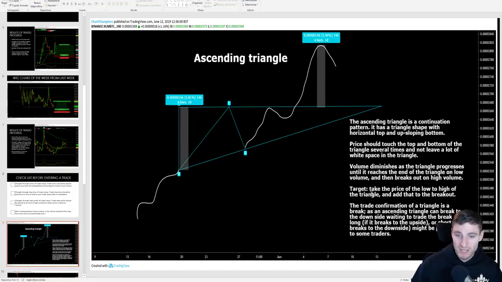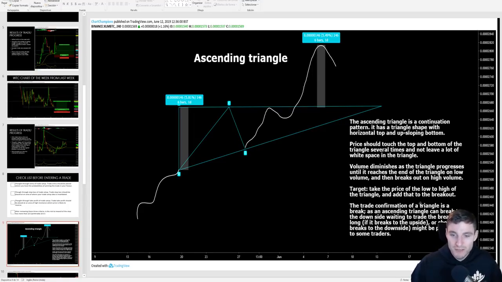But the targets that you get for these, you can just literally take the price range from the low to the high, move that across to the top of the triangle, and that's going to give you your target. So as you can see, this was a 146 pip move, so your target is 146 pips, or sats in crypto, I guess. So that's how you get your targets for triangles, or the ascending triangle. I'll go over them all in a second.